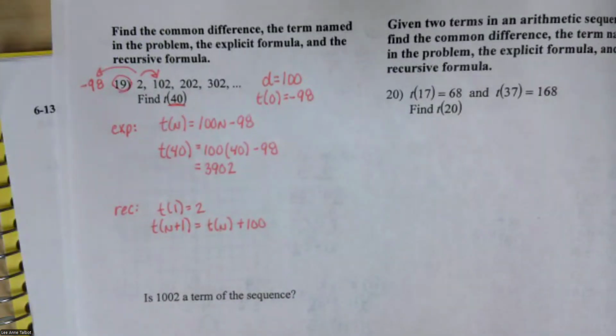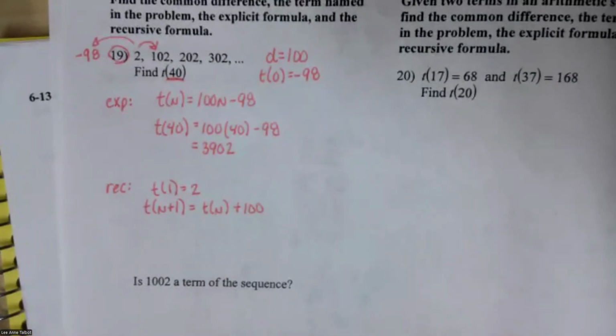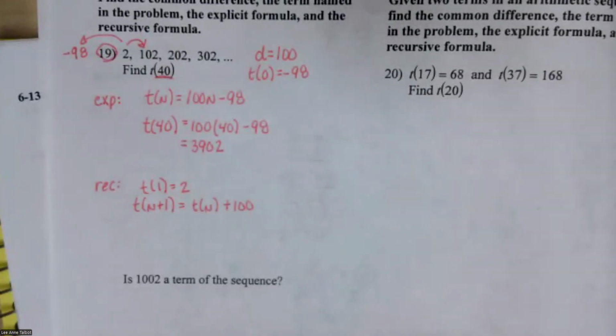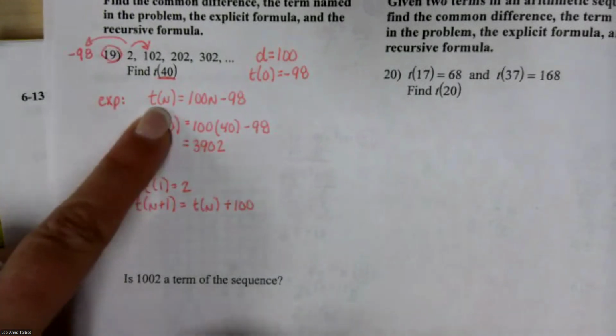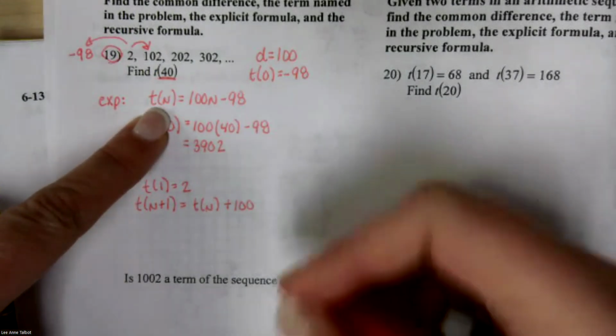Great job. That's impressive. Okay, last bit on this problem: is 1002 a term of the sequence? So we're going to take 1002 and plug it in for T of n in the explicit.